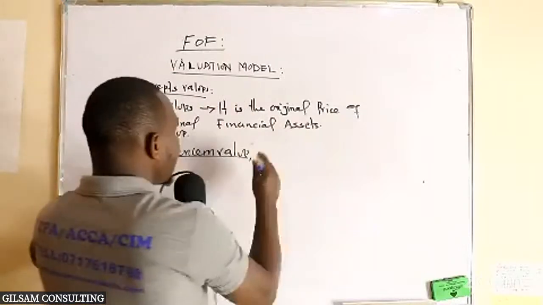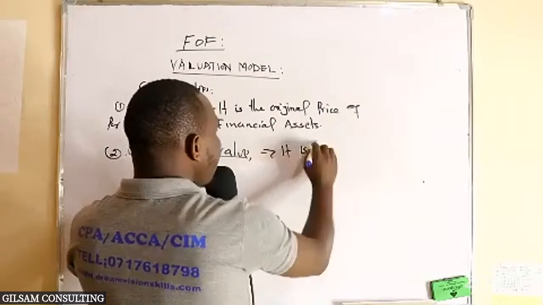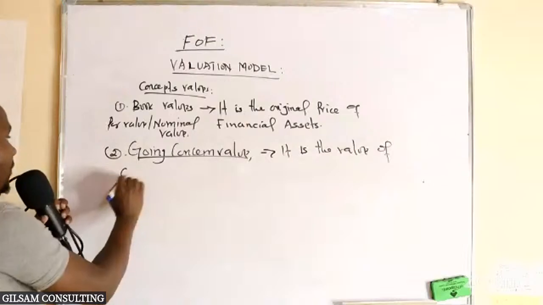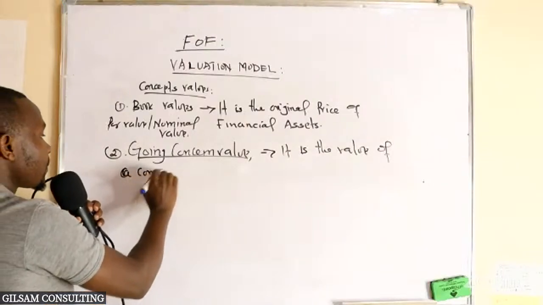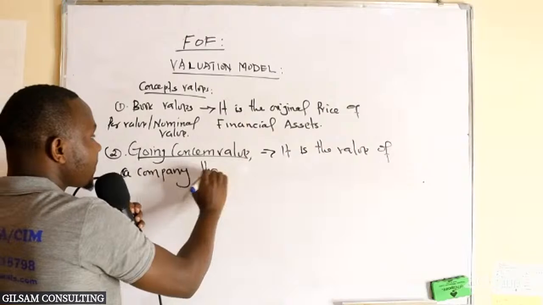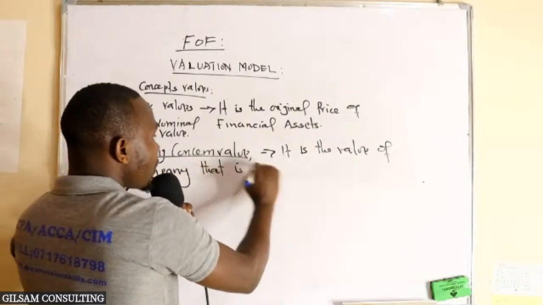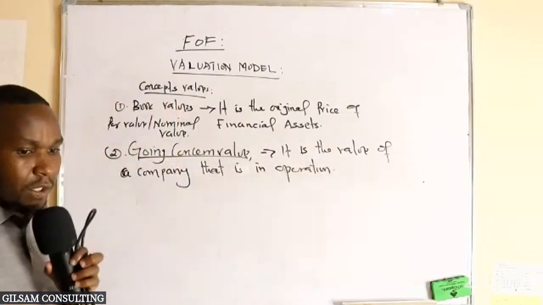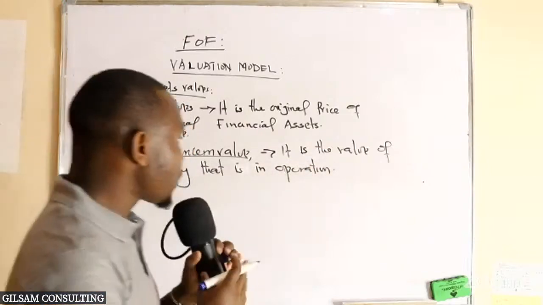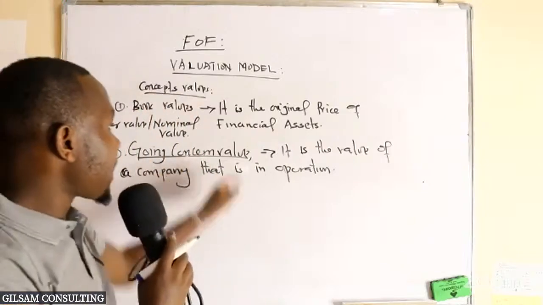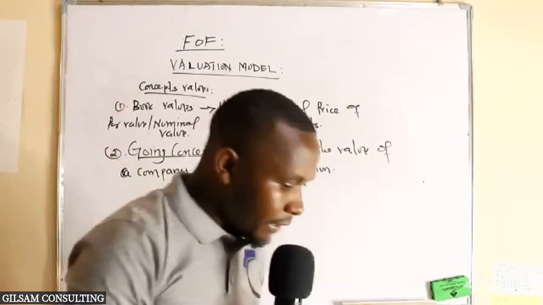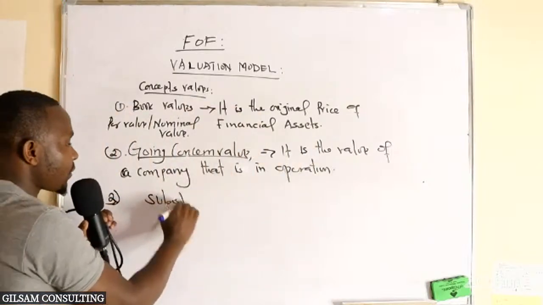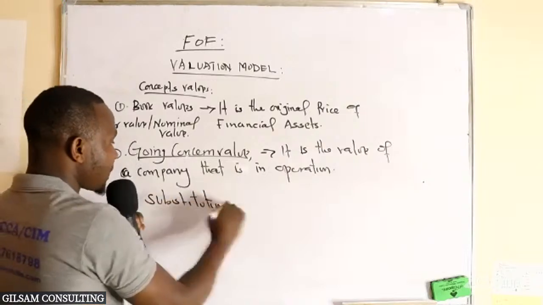It is the value of a company that is in operation. If the company still operates, then the value attached to it is called the going concern value. And then we have another one called substitution value. Number 3, we have what is called substitution value.